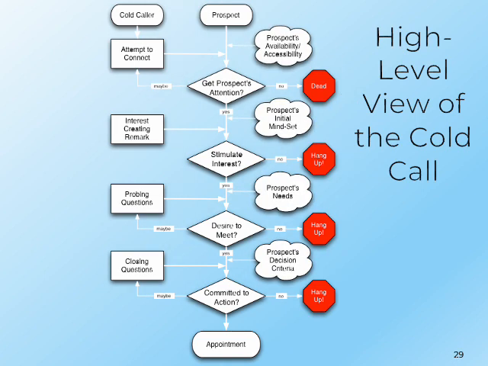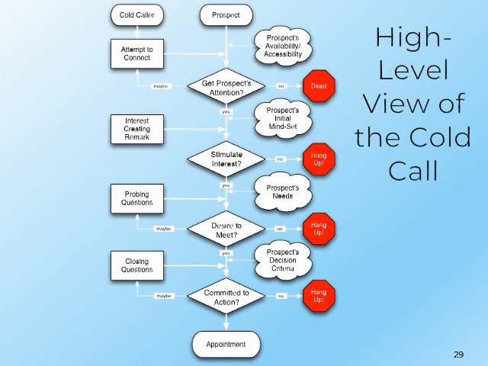As you can see here in the little thought bubbles we've added, at each stage of the call, the prospect generally has something in his or her mind or with his or her situation that is influencing the responses and dictating whether or not you're going to make any progress on the call. For example, if the prospect isn't available or you can't find their phone number or email address, it's going to be pretty hard to get their attention and have a conversation. And so you may need to do some homework just to get them on the phone.